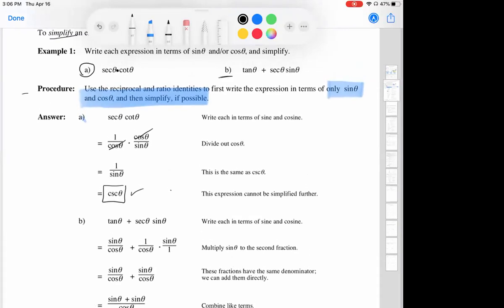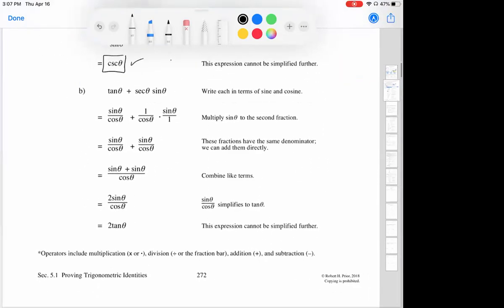Let's take a look at example B. We have tangent theta plus secant theta times sine theta. Okay, so even though it's not written, we know that's being multiplied. Let's take a look at our procedure. Our first rule is always to write it in terms of sine and cosine.